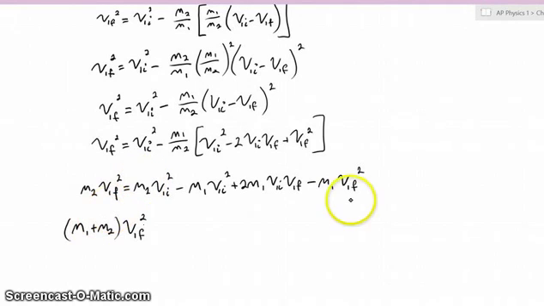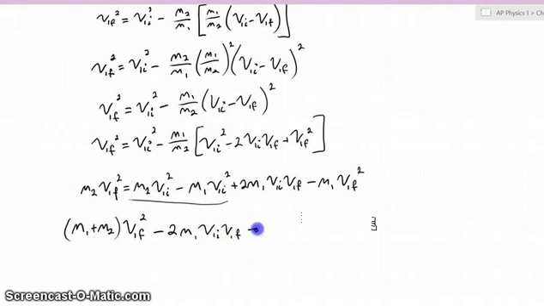The first thing that I've done here is I've moved this term over to the left and just pulled out the v1 final squared. Now I'm going to move the second v1 final term over. So I'll have negative 2 m1 v1 initial v1 final, and then I need to move the rest of this stuff over, and these two terms could be combined to be m2 and m1 and the quantity times v1 initial.